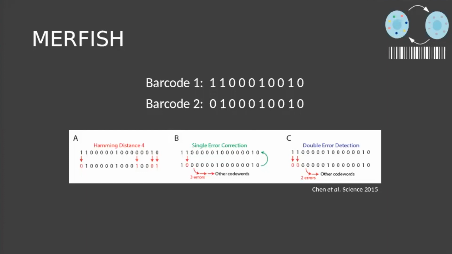If 1 or 2 bits go wrong, you can correct the error. If it's 3 bits, then it becomes more challenging. But this is a very great way to deal with these errors.